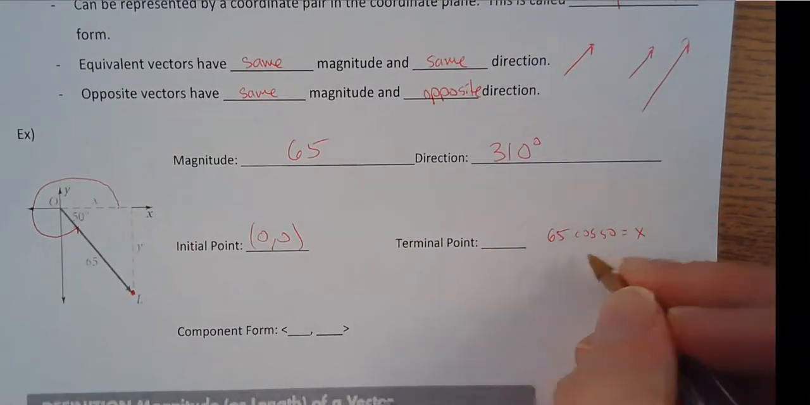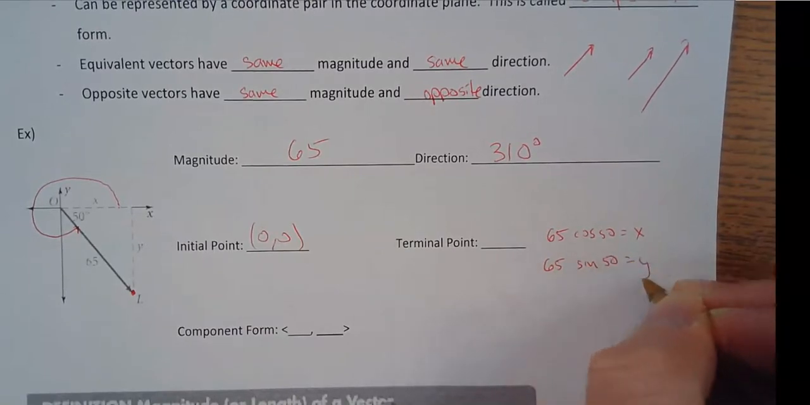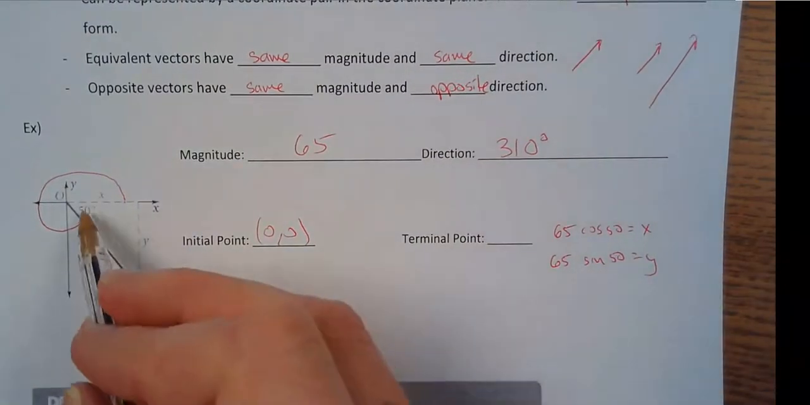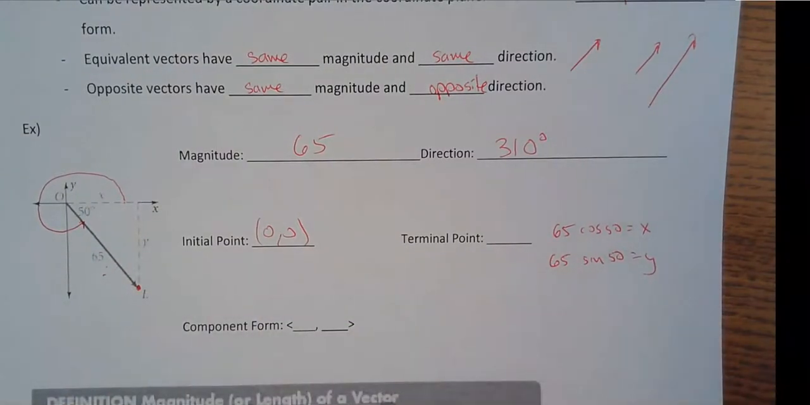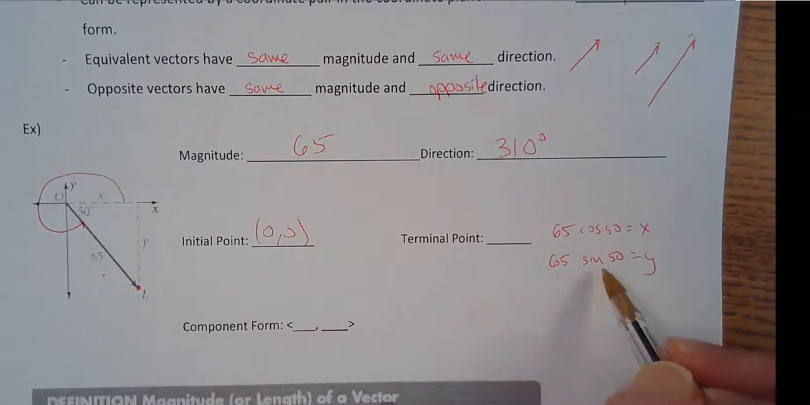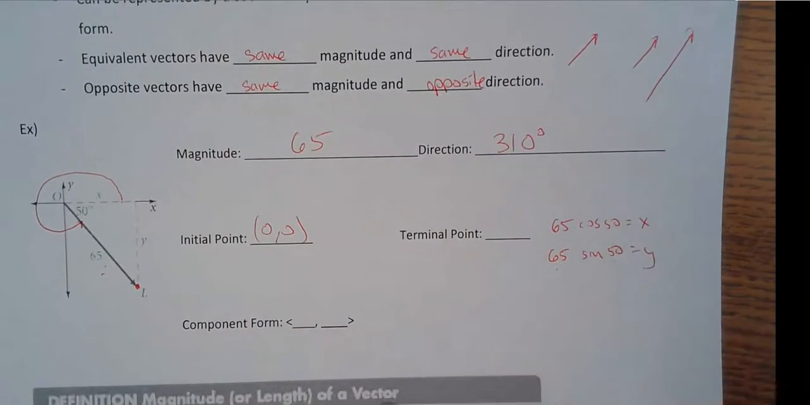Cosine will help you find the x. I'm going to do the exact same thing to find the y. If you look, sine of 50 is opposite over hypotenuse, that's y over 65. Bring the 65 over, it's just kind of a shortcut. The magnitude times the sine of the angle will give you the y. The magnitude times the cosine of the angle gives you the x.